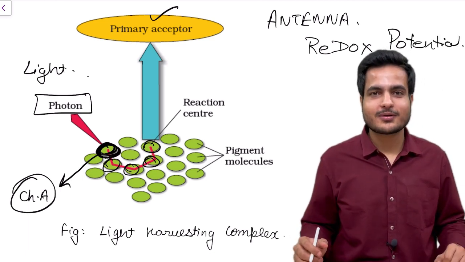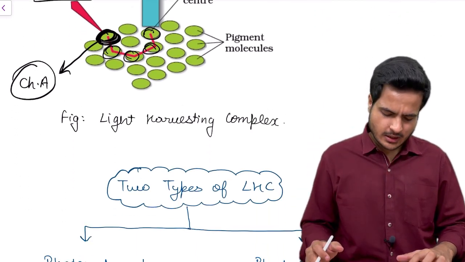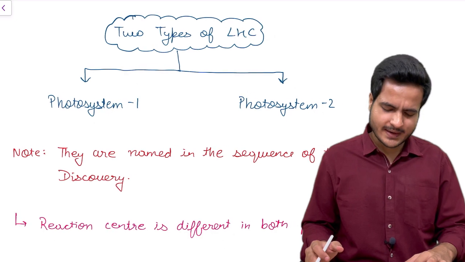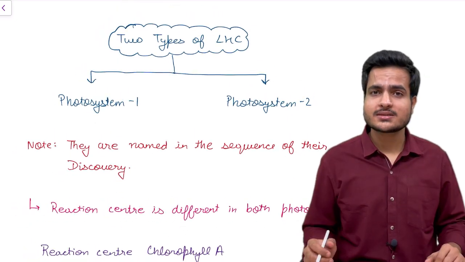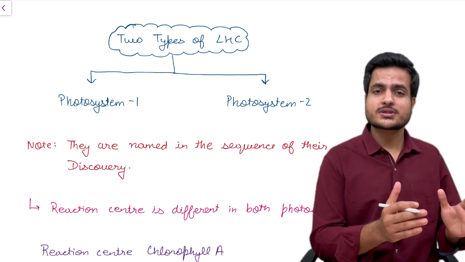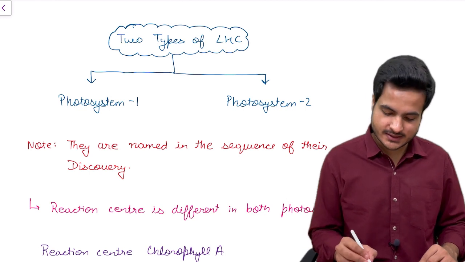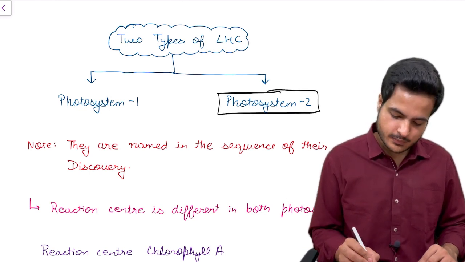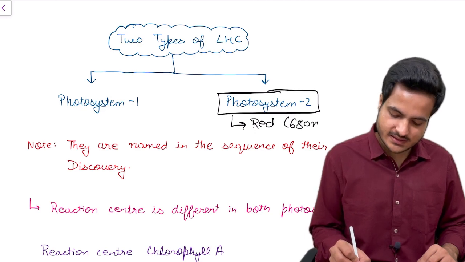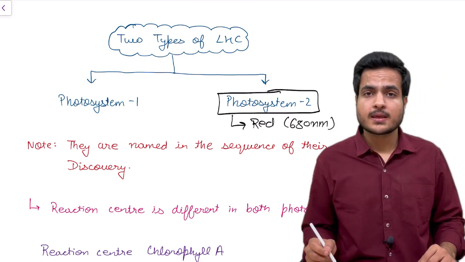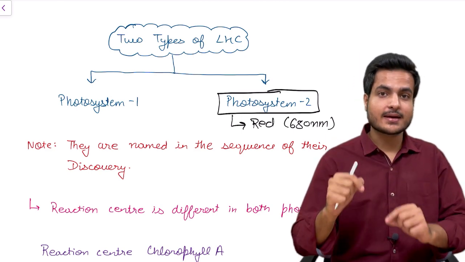So this is all about absorption of light, that is the first step of light reaction. Now let us know more detail about the light harvesting complex. We have two types of light harvesting complex. The first one is photosystem 1 and the second one is photosystem 2. We have already discussed that photosystem 2 absorbs more of red light, that means light having 680 nanometer wavelength, and therefore maximum photosynthesis takes place in the red light region.